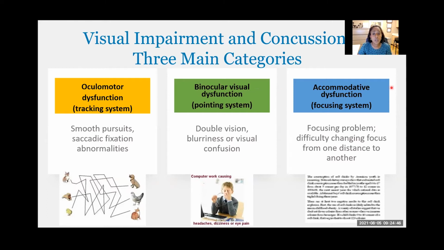Accommodative dysfunction, not last but not least, is the dysfunction of the focusing system. So how clear we can focus, changing focus from near to far and changing back and forth. So this is an example of what a difficulty with accommodation might look like when looking at something at a reading distance.